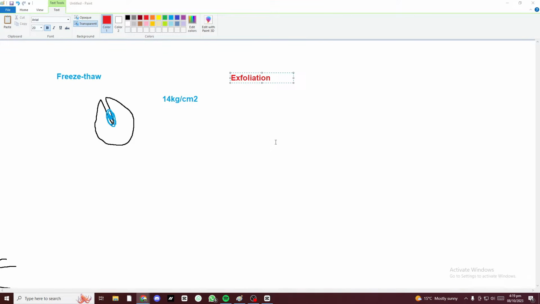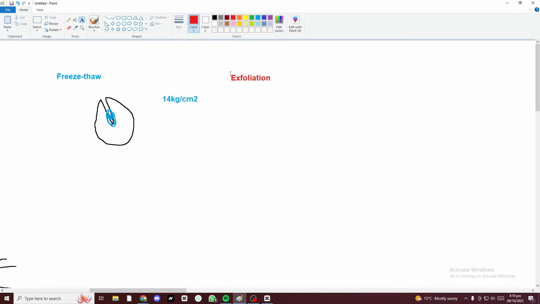Exfoliation occurs mainly in hot deserts with a large diurnal energy range. So exfoliation occurs when there is a large temperature change throughout the day. For instance, in a desert, it can be up to, say, 40 degrees Celsius during the day. However, at night, this temperature can drop to below zero. So it can drop to below 0 degrees Celsius.